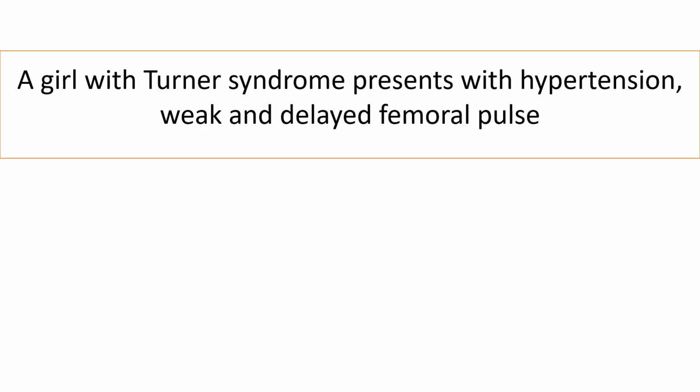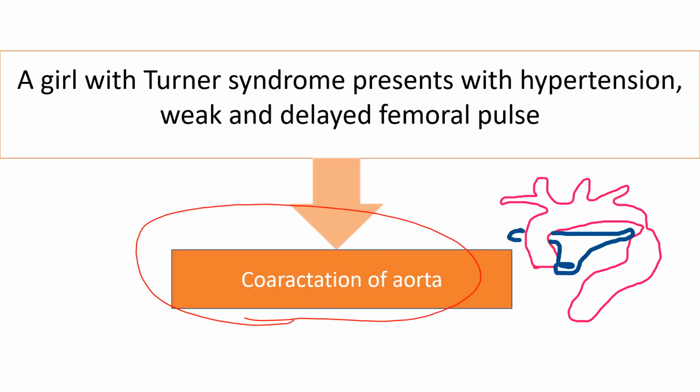A girl with Turner syndrome presents with hypertension, weak and delayed femoral pulse. What is the most likely cause? Coarctation of aorta, very common association with Turner syndrome.